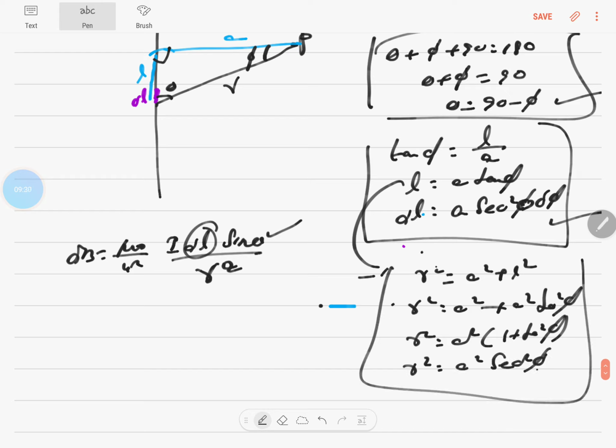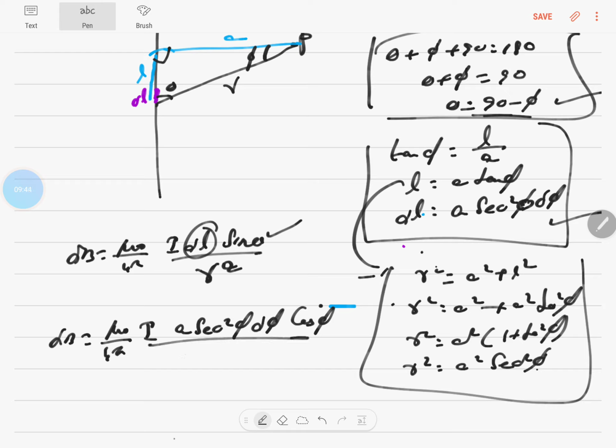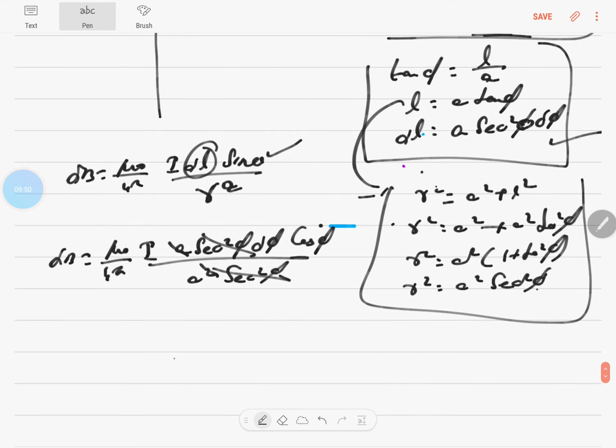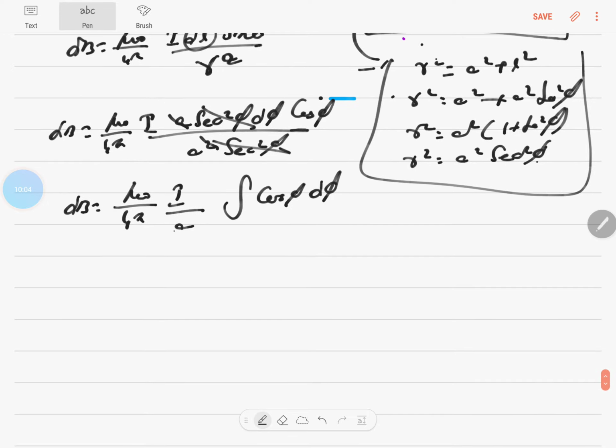So I'm substituting all these observations in the Biot-Savart law: mu naught by 4 pi I into, instead of dl, A secant square phi d phi, and sin theta will become cos phi because sin theta itself is sin of 90 minus phi, by R square, which is A square secant square phi. Secant square phi gets cancelled, and A and the power get cancelled. So you are left with dB is equal to mu naught by 4 pi into I by A integration of cos phi d phi, and the integration of cos phi is just sin phi.